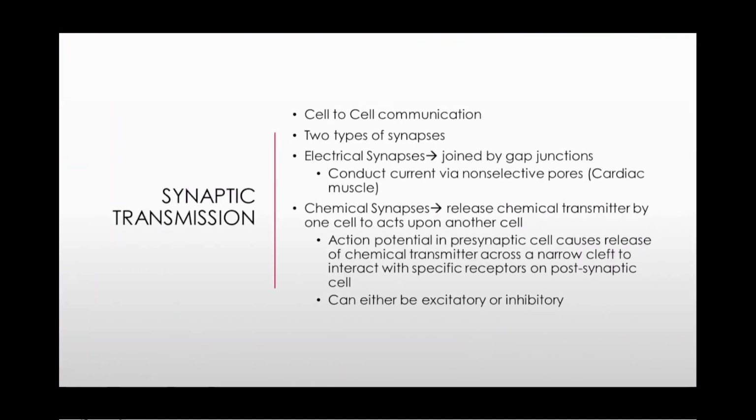Okay, cell communication. Cells have to communicate. Okay, we have nervous inputs that tell the muscles what to do. They have to communicate somehow. There are two major ways that we communicate. We have electrical synapses and chemical. Electrical synapse has gap junctions, which you see in cardiac muscle. These gap junctions allow the heart to beat as one muscle.